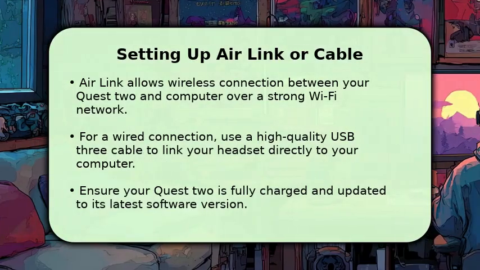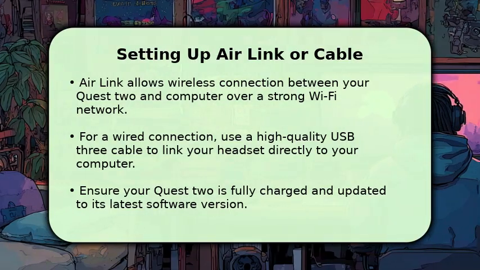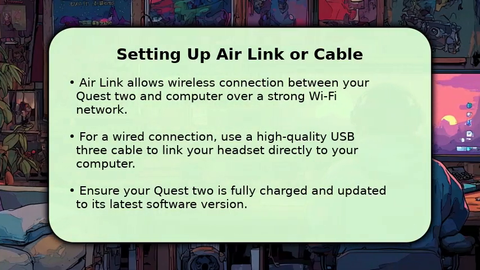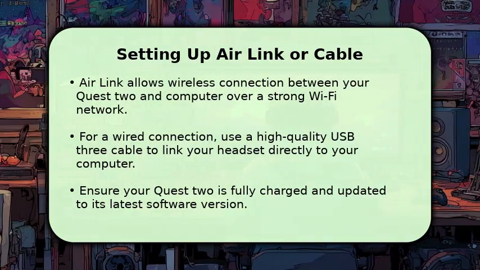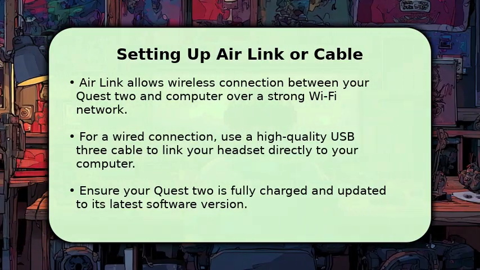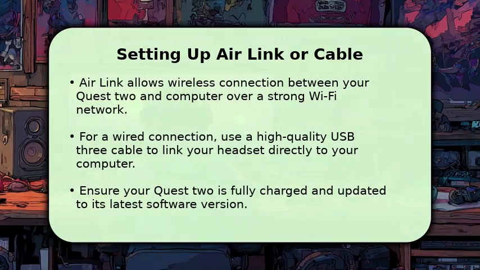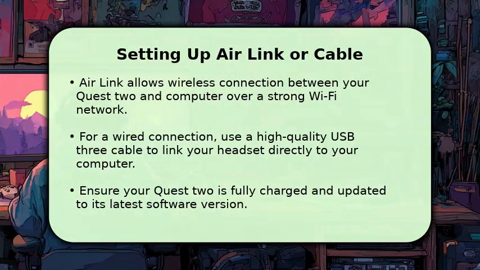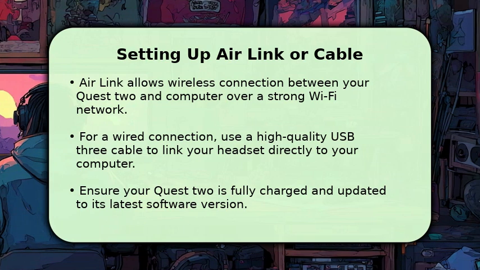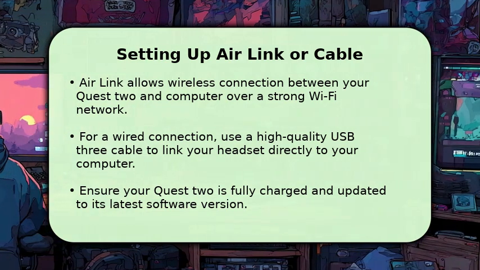Once your computer is ready, you can choose between a wireless or wired connection. For AirLink, ensure your computer is connected to a 5 GHz Wi-Fi network and your headset is on the same network. Navigate to your Quest 2's settings, then Experimental Features, and activate AirLink. Alternatively, plug a USB 3 cable from your Quest 2 into a compatible port on your computer. The Oculus application on your computer should then recognize your headset.